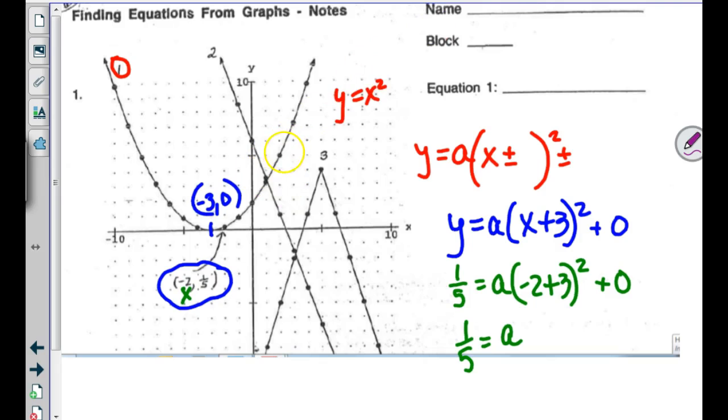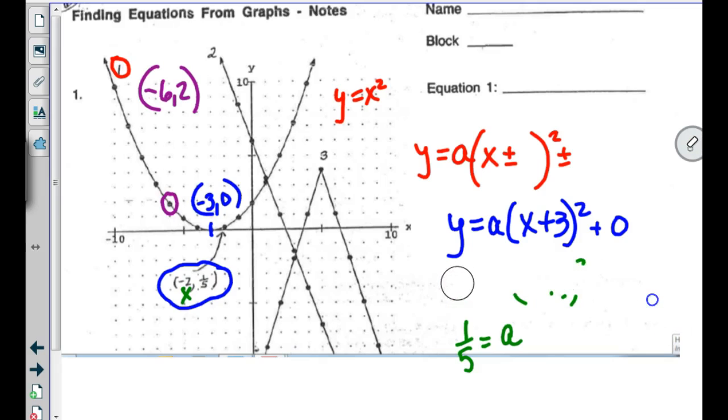Can we try maybe, I don't know, what would you have tried that one maybe? -6, 2? I'm going to try that one and see what happens. You don't have to copy this down. We already know it's 1/5, but I just want to check if it would have worked.